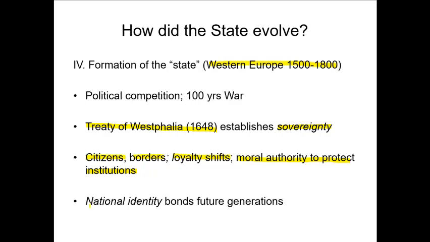And then we start to see the important concept of a national identity start to form, which bonds future generations in these regions. So now we have the national identity of the French or the Brits or the Germans or the Danish. And then these areas that are now solidifying into the modern state, they literally dominate the rest of the world. And again, there's the concept of sovereignty, which is a very important concept in the global system.